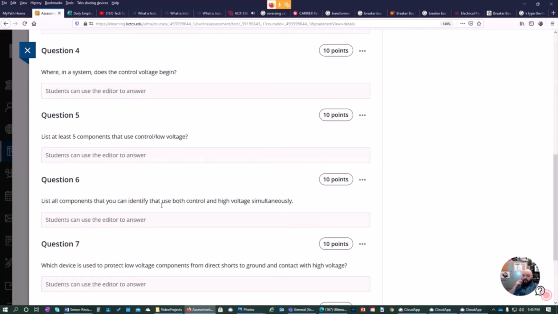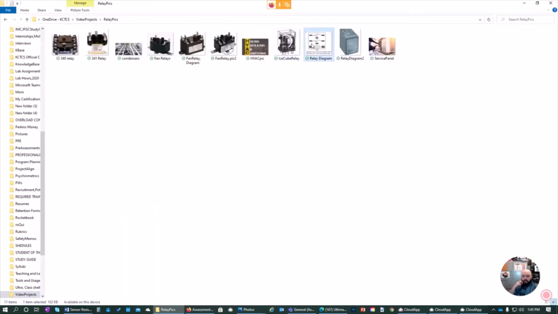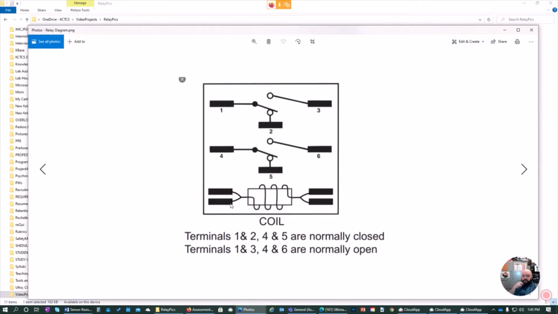List all the components that you can identify that use both control and high voltage simultaneously. Meaning, going back to that relay diagram. Going back to our relays or our contactors, anything that has a low voltage or control coil and then switches on it, uses both simultaneously. So the coil creates the magnet that moves the actuator, takes normally open and closes them, takes normally closed and opens them. Those would be things like relays, sequencers.